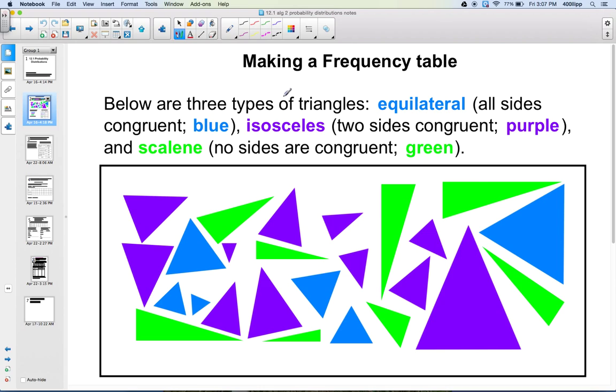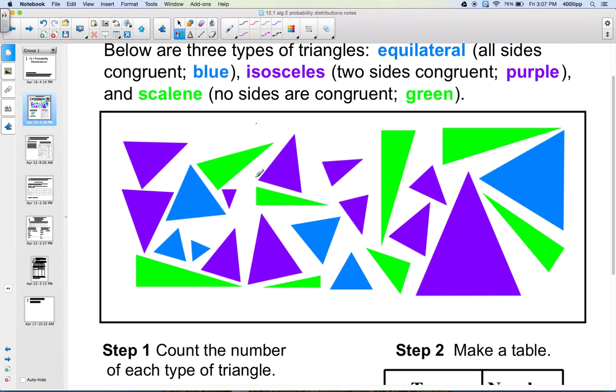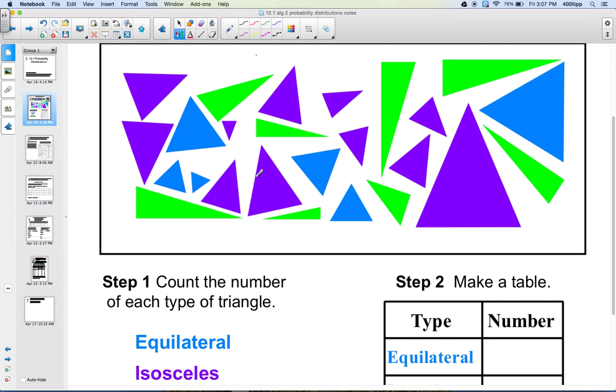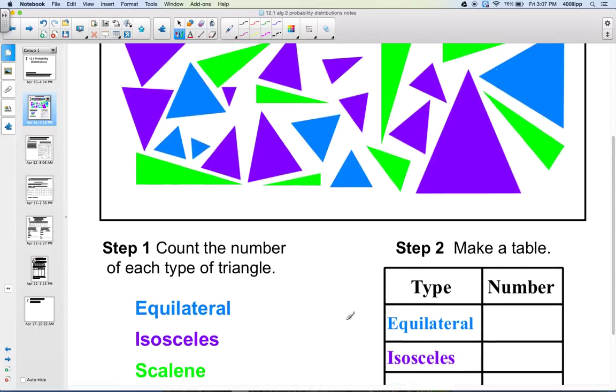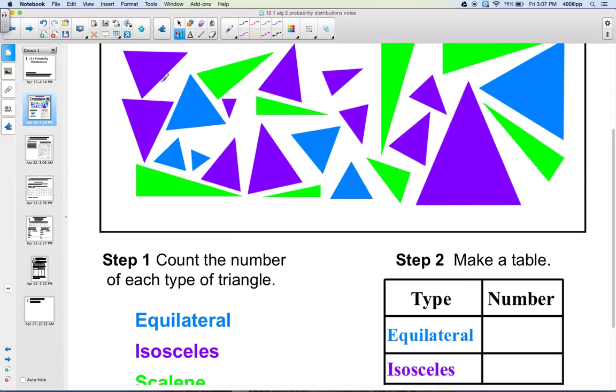We're going to make a frequency table by looking at the different types of triangles. So we have an equilateral triangle where all the sides are congruent, isosceles triangle, 2 of the sides are congruent, and a scalene triangle where no sides are congruent. So we're going to fill out this table here. So we have an equilateral triangle. We're just going to count how many of these triangles are equilateral. We're just counting the number.